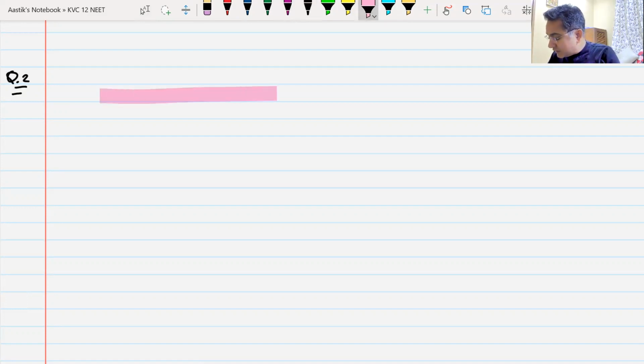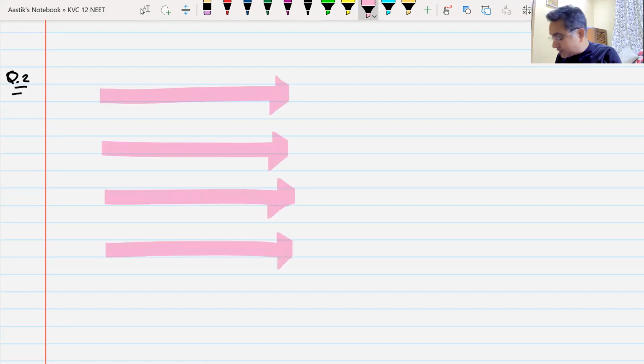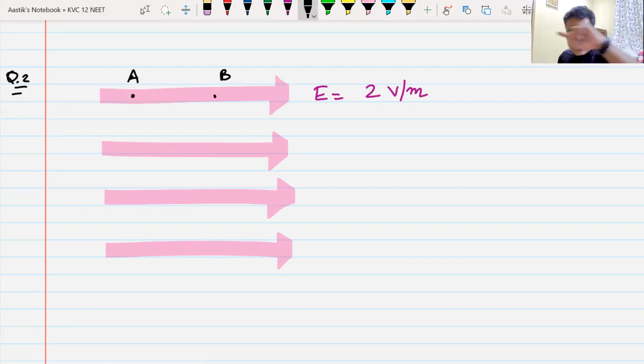We have these electric field lines. The value of this electric field is 2 volt per meter. Then I have two points. One is point A here, the other is point B here, on the same straight line. The distance between these 2 points is, let us say, 5 meters.